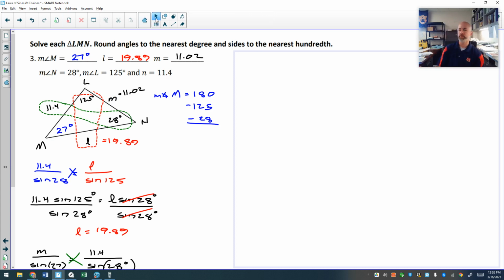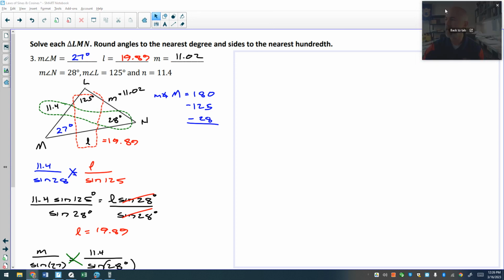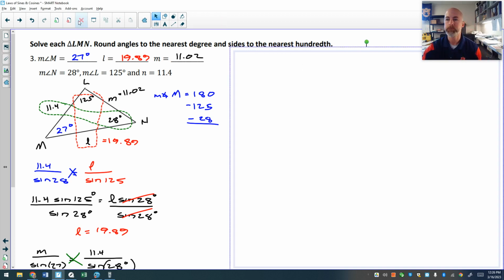If you want to give number 4 a shot, you can do that. I have already worked it out, and I'm about to unveil the answer. But if you want to pause the recording and try working it out and then check your answer, you can do that. And here comes the answer.